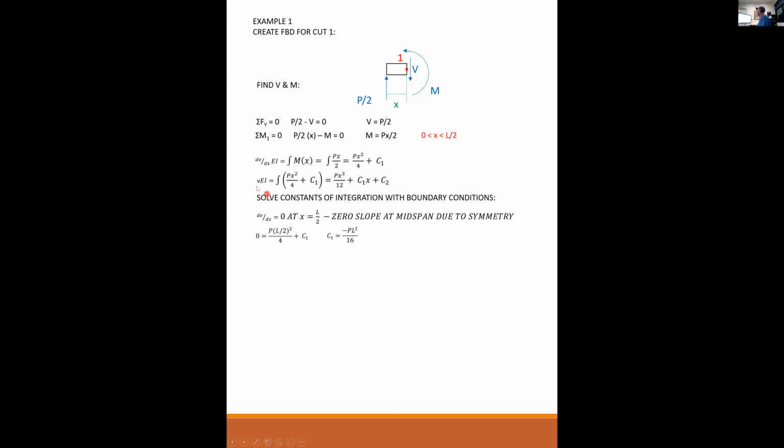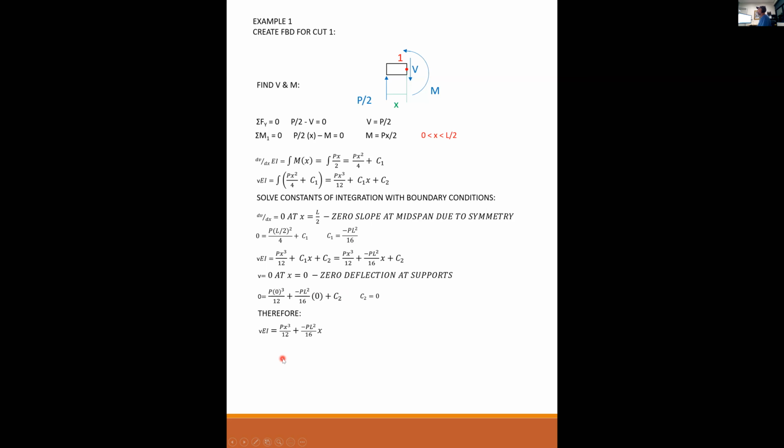Now that I have C1, in the second equation I now only have one unknown. So I can solve for one unknown with one equation. So the second equation, now, as somebody said a moment ago, we know that at x equal to zero and at x equal to L, by the way, the deflection is equal to zero. So we can plug that in. Actually, what I did first is I put in C1 here. I plugged that into here because now we know what C1 is. So VEI is equal to PX cubed over 12 minus PL squared over 16X plus C2. Now I can solve for C2. V, the deflection, is equal to zero at X equal to zero. So I can plug in zero, and at x equal to zero, solve for C2, C2 is equal to zero.